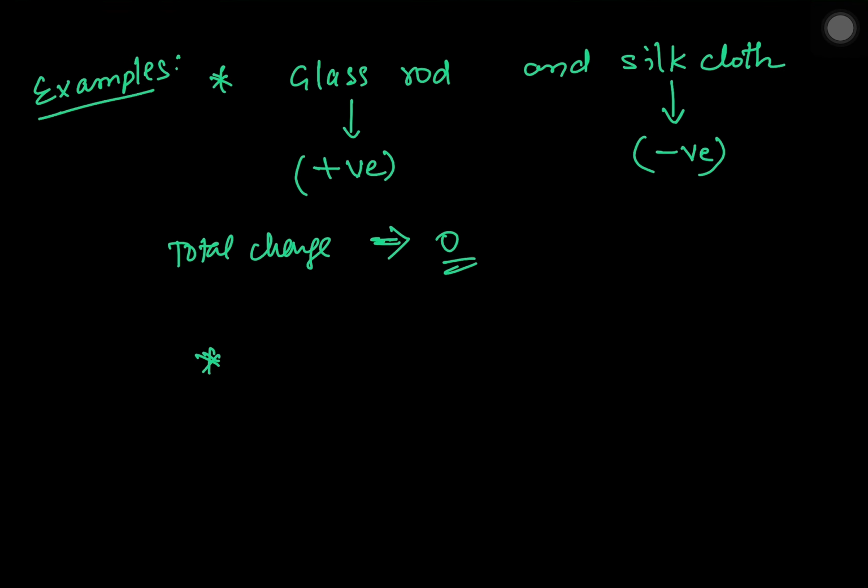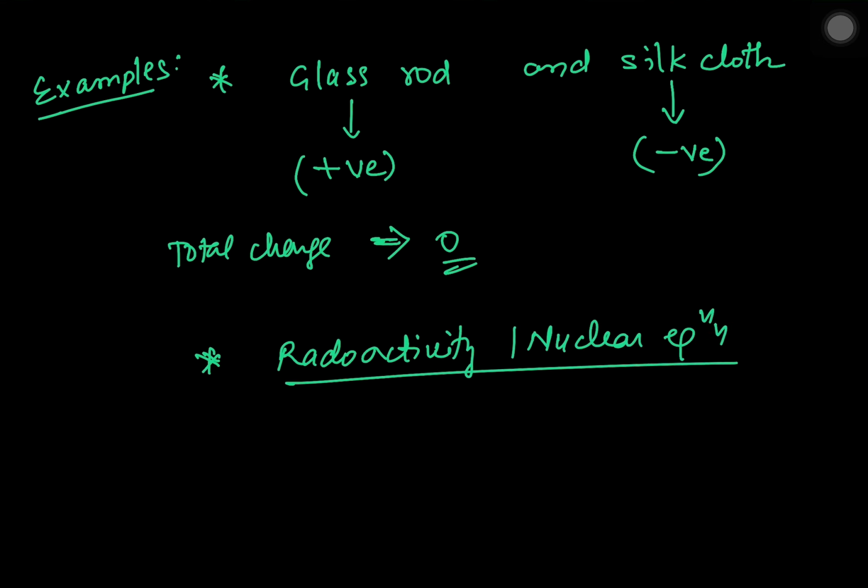Next case, the concept of radioactivity, or the nuclear equation. What exactly is radioactivity? It is the phenomenon of spontaneous emission of radiations like alpha particles, beta particles, gamma particles. This comes under the topic of nuclear physics. We will understand this topic in the chapter of atoms and nuclei.